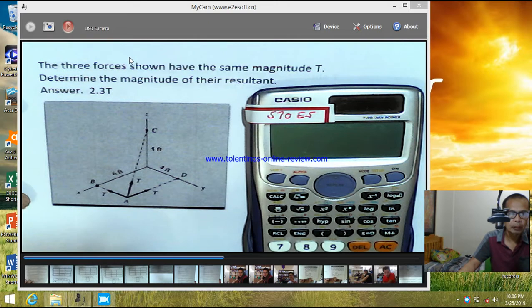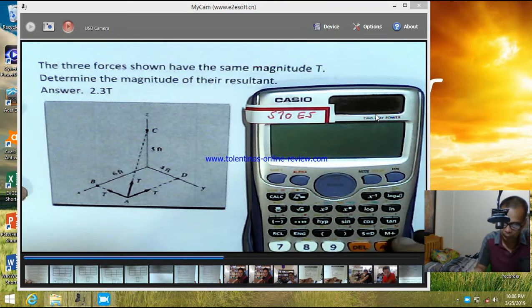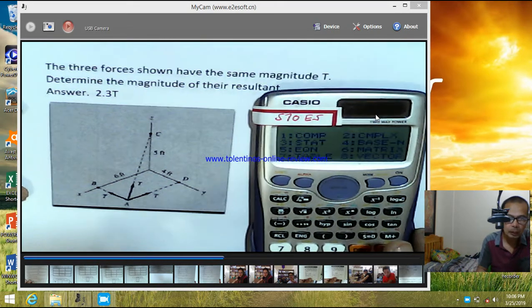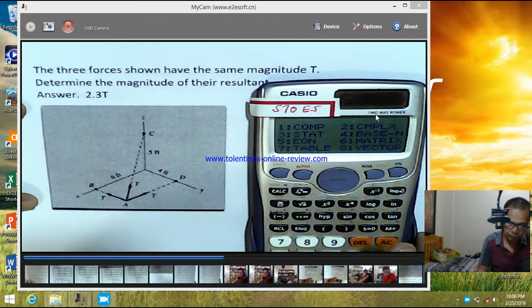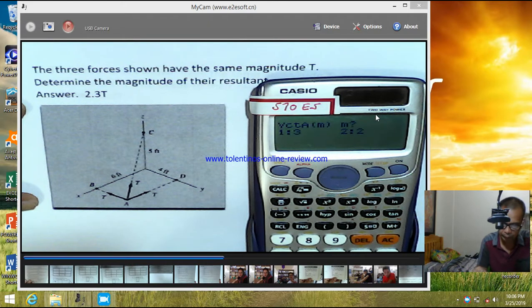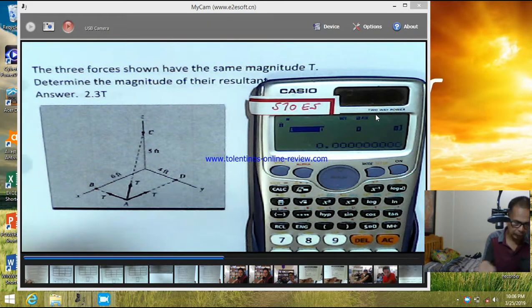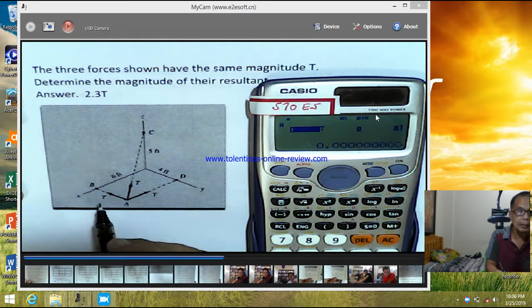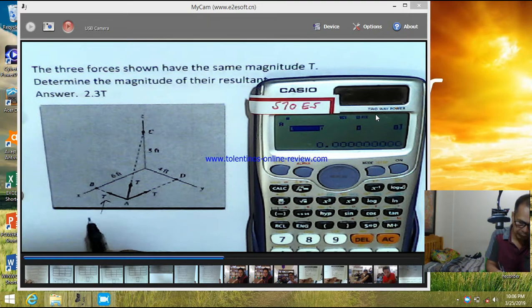Right here. Determine the three forces shown have the same magnitude T. Determine the magnitude of the resultant. So, ang gawin lang natin, okay, this is the vectors. Punta ka sa mode 8, number 1, and then 1. Okay, let me define this as vector A.